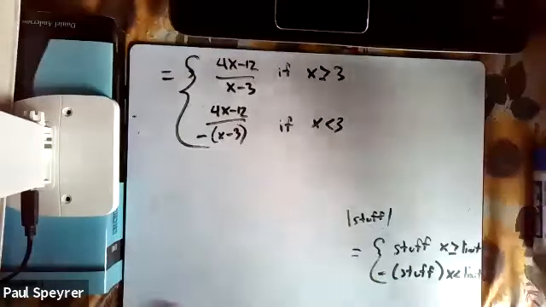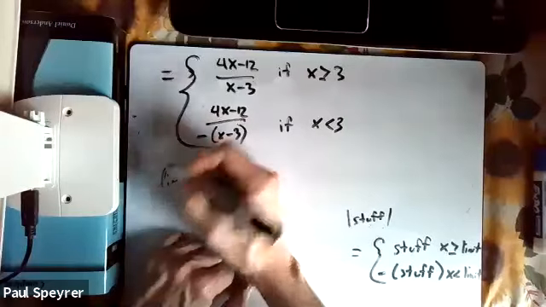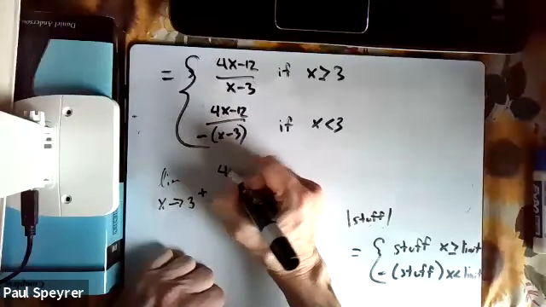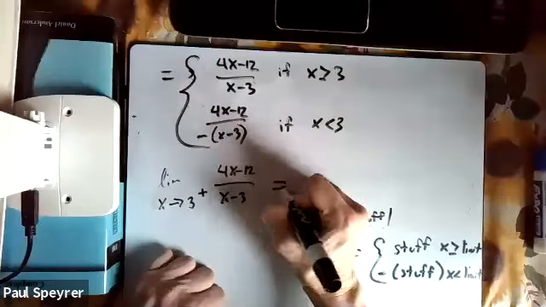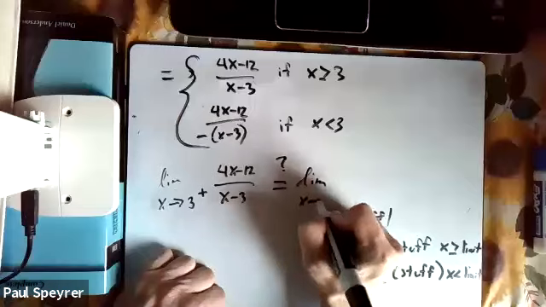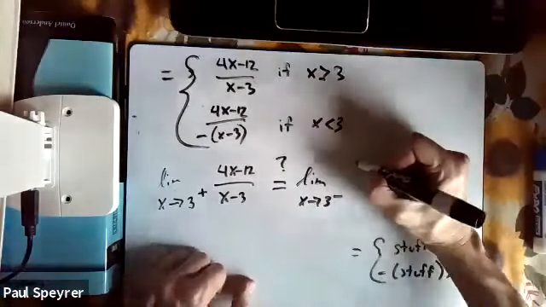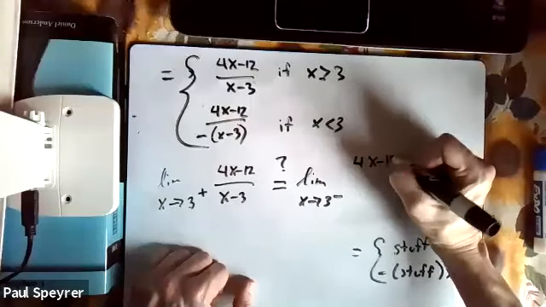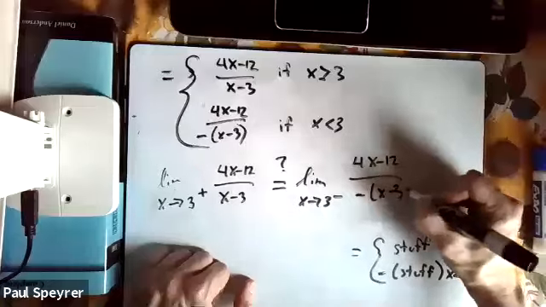So what are we doing? We're looking at limits. We're asking ourselves, does the limit as x approaches 3 from the right of 4x minus 12 over x minus 3 equal the limit as x approaches 3 from the left of 4x minus 12 over negative and then x minus 3?